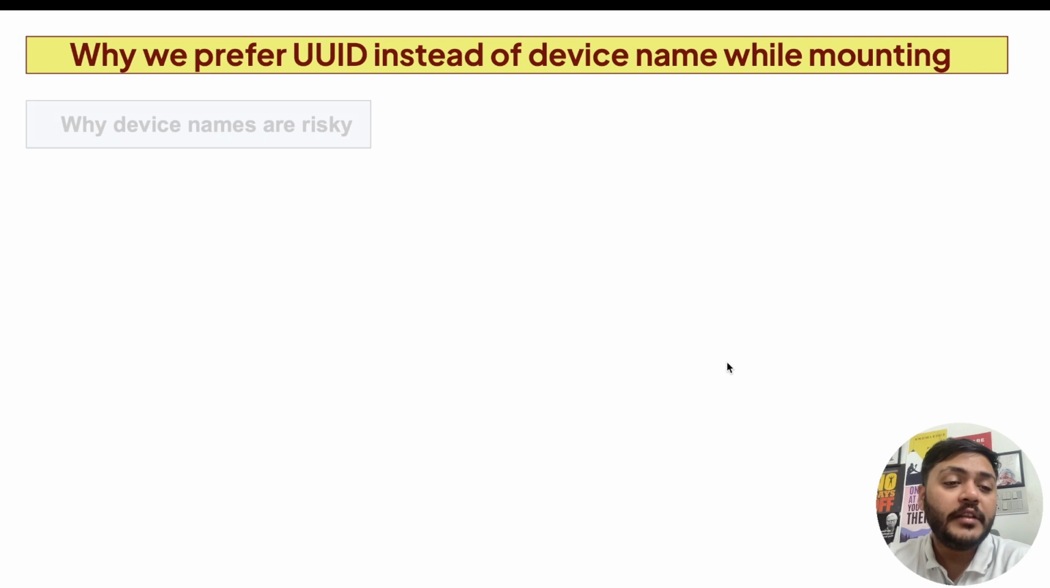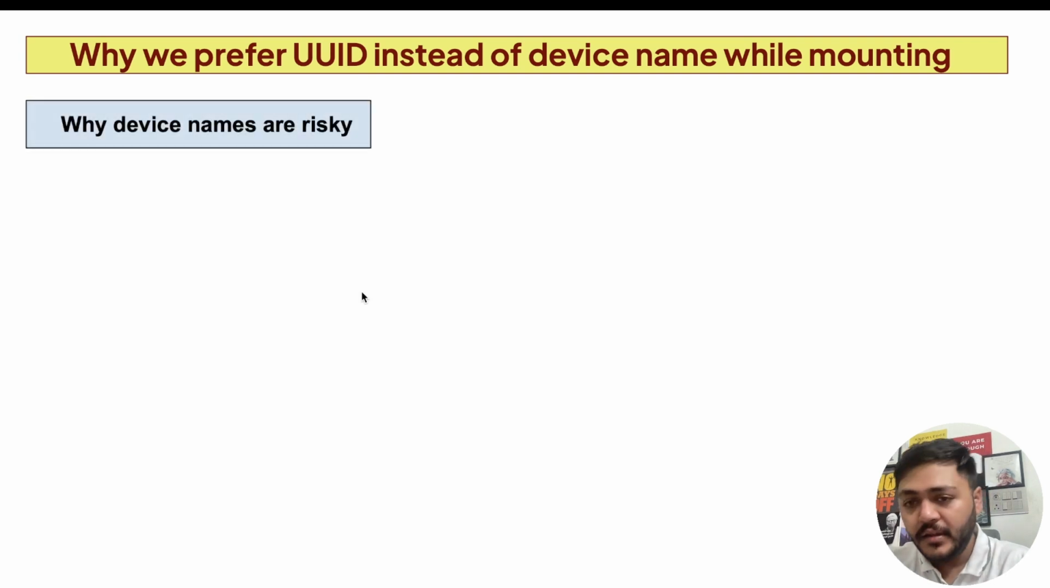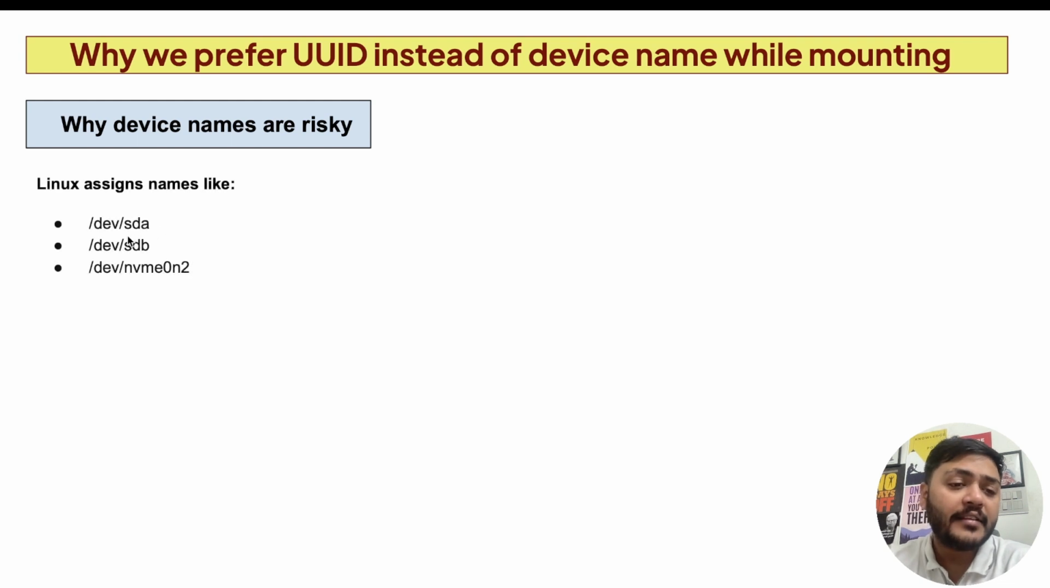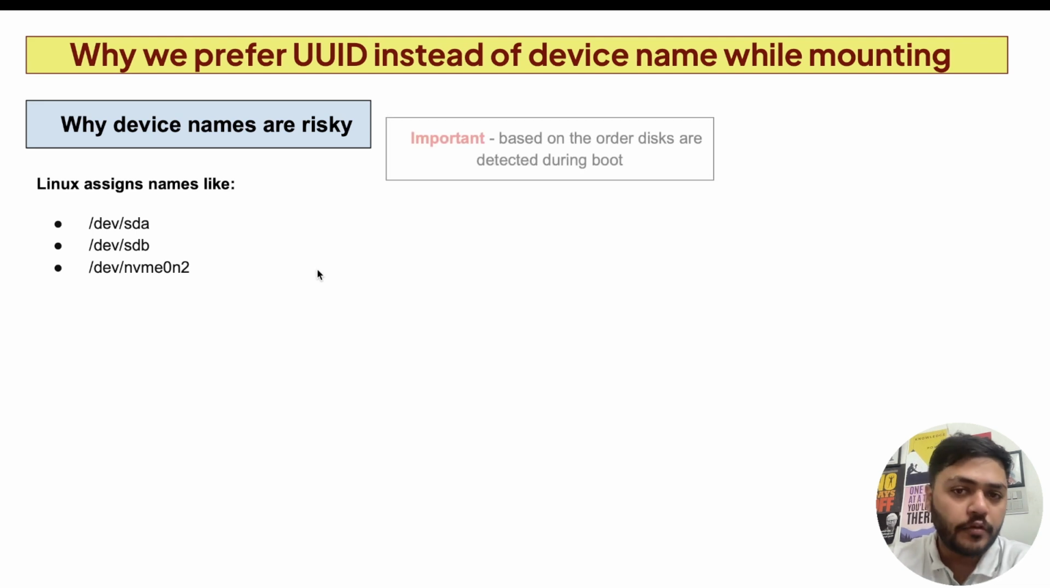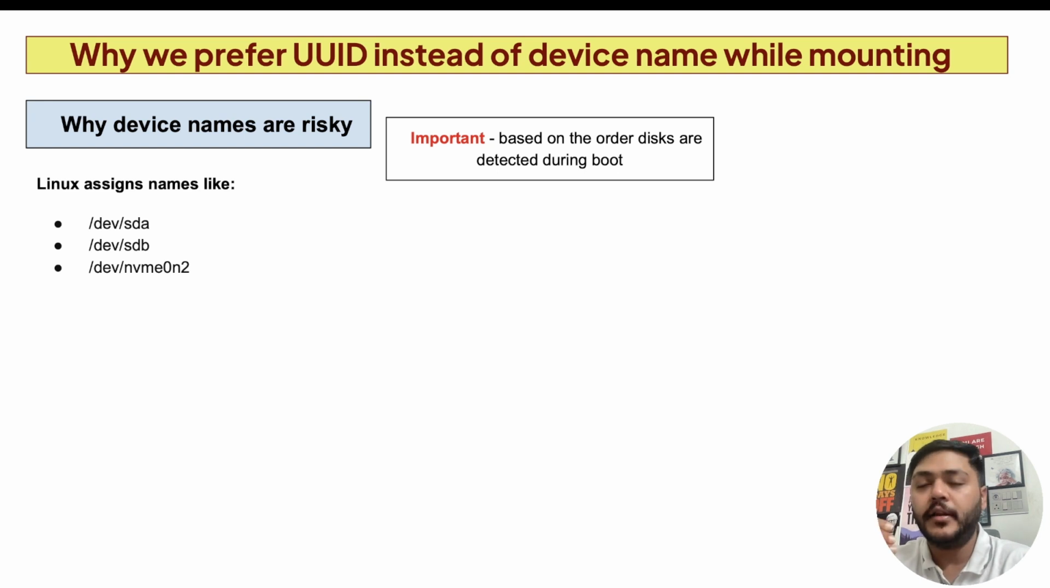Now let's see why device names are sometimes risky while mounting. In Linux, device names are assigned by naming convention: /dev/hda, /dev/hdb for SCSI disks, and /dev/nvme0 and so on for NVMe disks. So what happens on boot? Whenever you boot your Linux machine, your devices are detected in an order, like /dev/hda, /dev/hdb, /dev/hdb1, /dev/hdc. Sometimes this order gets broken.